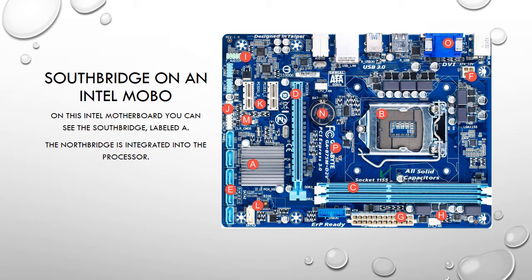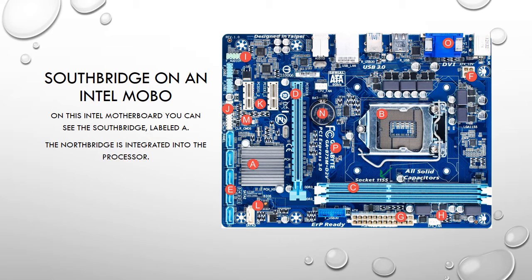If you take a look on this, you can see that there is no north bridge. North bridge would normally be somewhere around where P is, but P in this case is referring to the DMI, which is the motherboard identifier. And it says that this is a GA-B75M. So if I needed to look up the manual for this motherboard, I would be able to say, oh, I know, it's a Gigabyte GA-B75M-D2V, and I would then find the motherboard manual online.